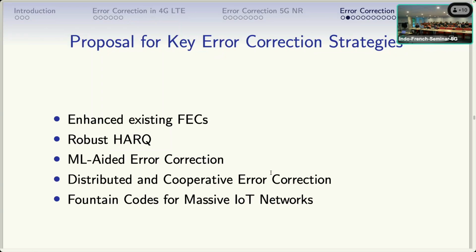Then the feature that has tremendous significance would be distributed and cooperative error correction, and then fountain codes for massive IoT networks. That also I will quickly touch. One more factor which could have been included is non-orthogonal multiplexing, which also caters to some kind of error correction. Connecting non-orthogonal multiplexing along with error correction performs excellently well. So those results also could have been added here. Anyway, we shall proceed with whatever has been presented here now.